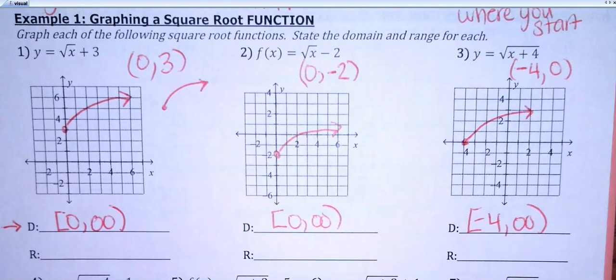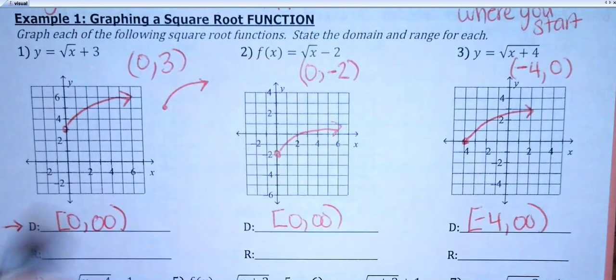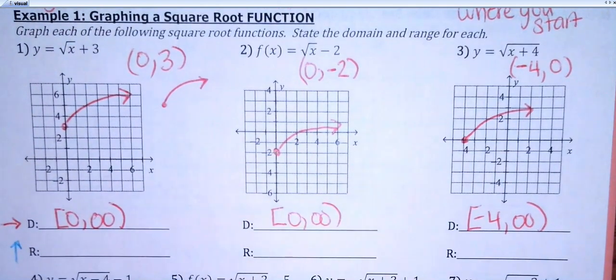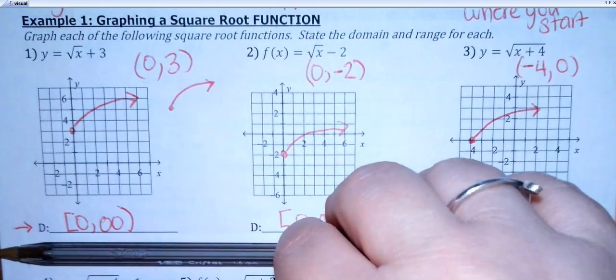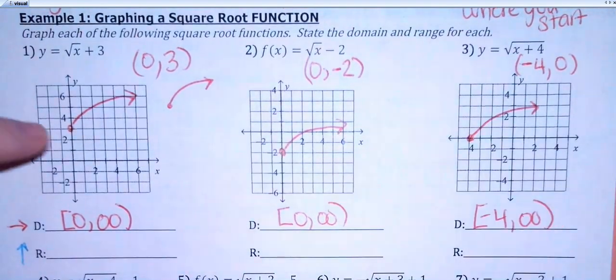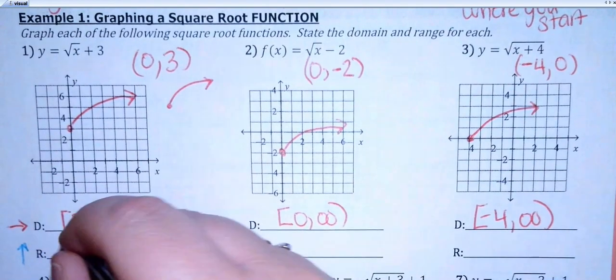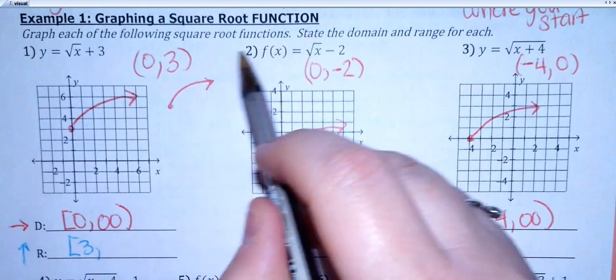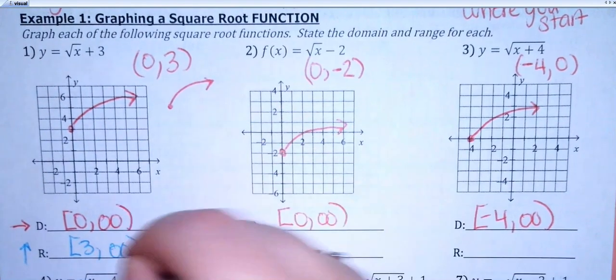All right, now for your range. When you do your range, you want to approach from the bottom to the top when you write your interval. So if I'm approaching this graph from the bottom, the first point I touch again is going to be where we started, but this time I want my y coordinate, which is going to be 3. And this does go gradually, but it does go up forever, so that's going to go up to infinity.